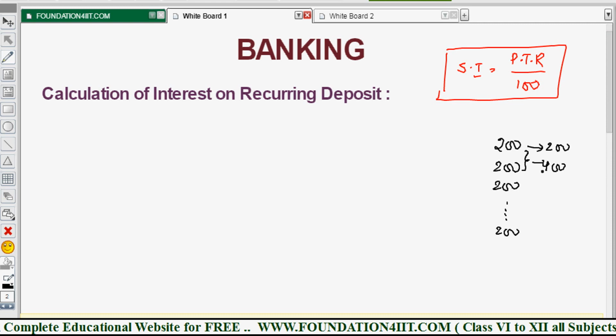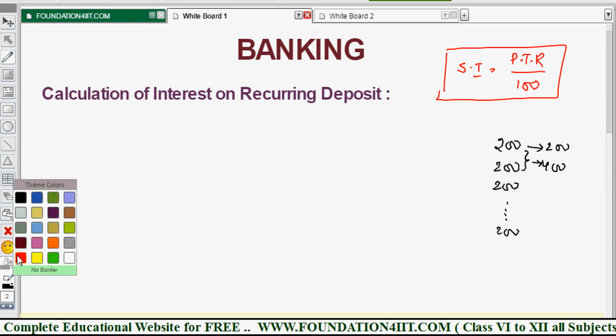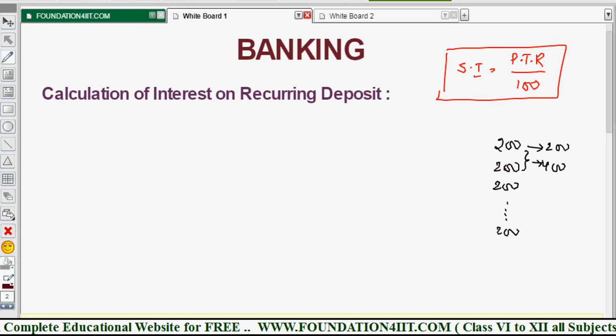When you come to the second month, the previous 200 plus 200 is 400 rupees, so you should calculate interest on 400 rupees. For the third month, he again paid 200, but we need to calculate interest for 600. This is the pattern.